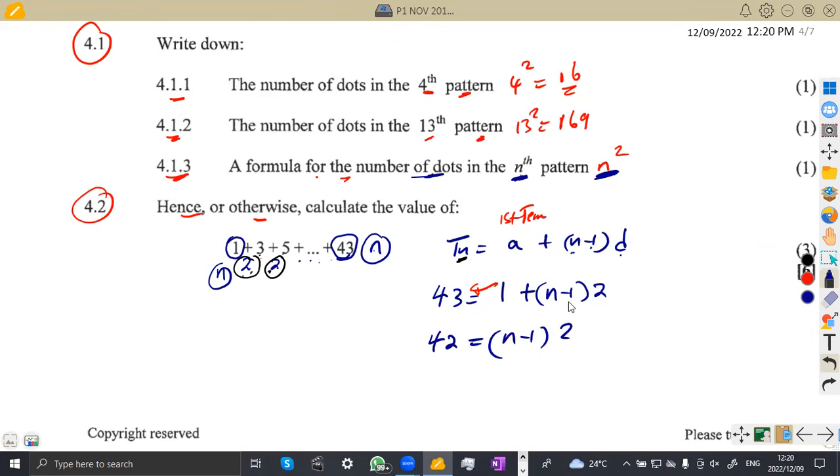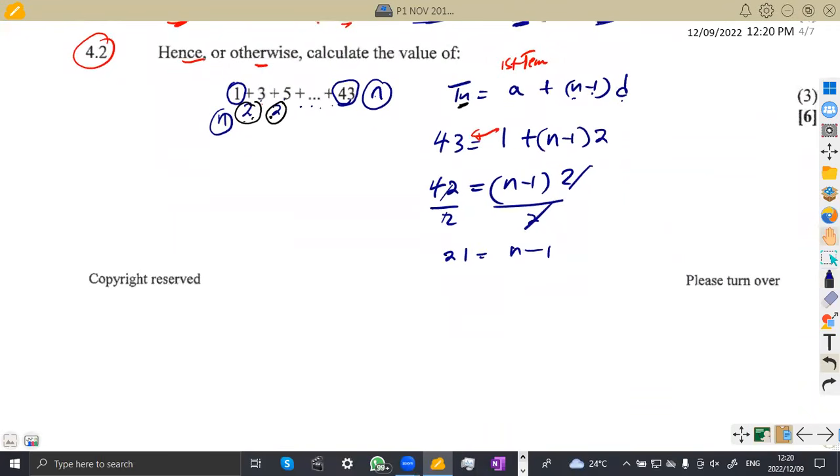So you can expand the brackets by 2, or you can divide by 2 since it is multiplying. So you can cancel 2 and 2. 42 divided by 2, that is actually 21, is equal to n minus 1. Okay, that's it, guys. We can just use your calculator. So to find n, we are going to transpose minus 1 to this side, which is going to be a plus. So n is going to be 21 plus 1, which is 22.